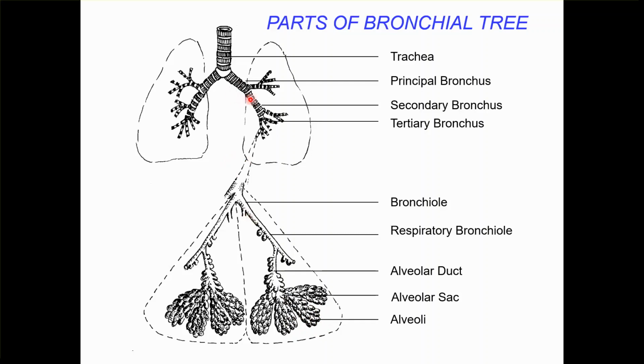Here I just want to tell you that the primary bronchus has two parts, we can say. If it is outside the lung, it's called the extrapulmonary bronchus, and if it is inside the lung, it is called the intrapulmonary bronchus.